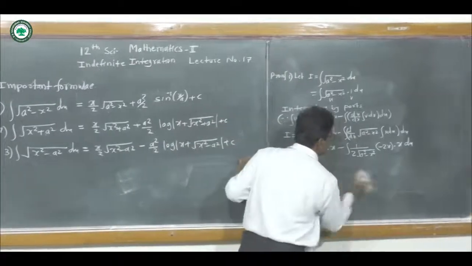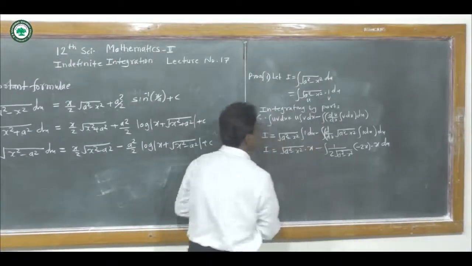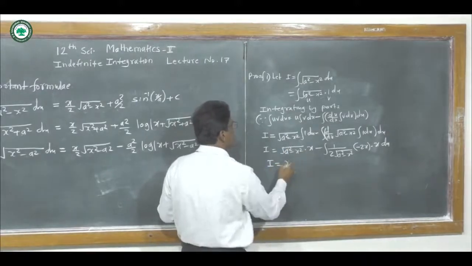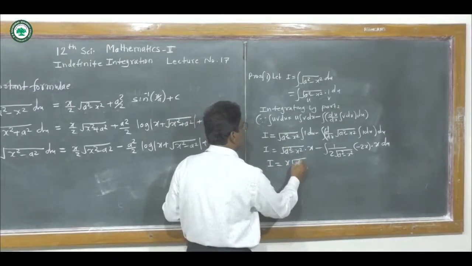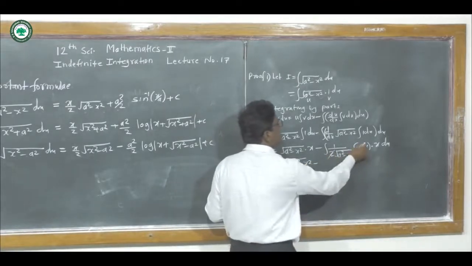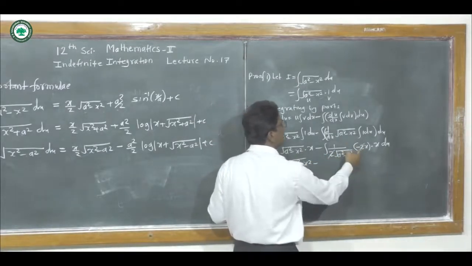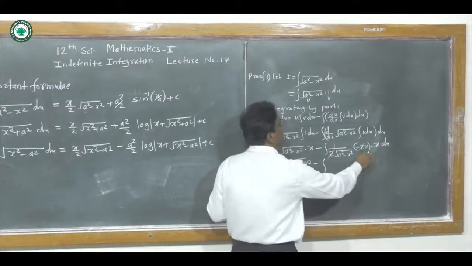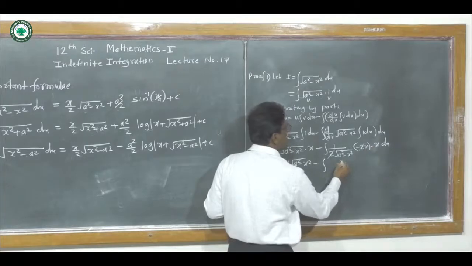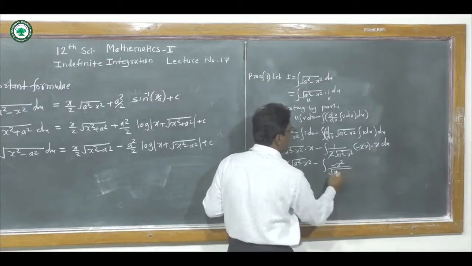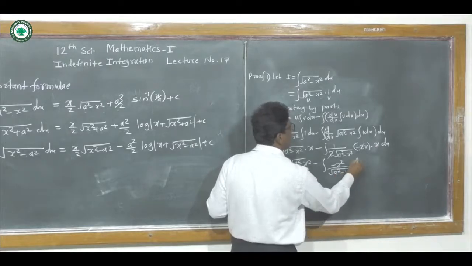Now here we write I is equal to x, we write firstly, then root of a square minus x square, minus, here this 2 and 2 get cancelled. Get it? This 2 and 2 get cancelled. Minus integration of x into x square, and this minus sign, so minus x square upon root of a square minus x square dx.